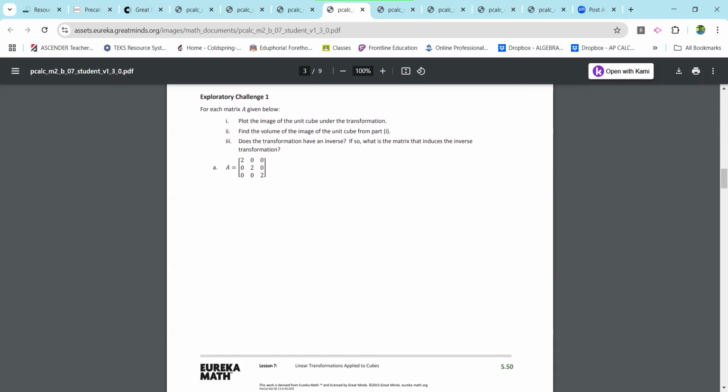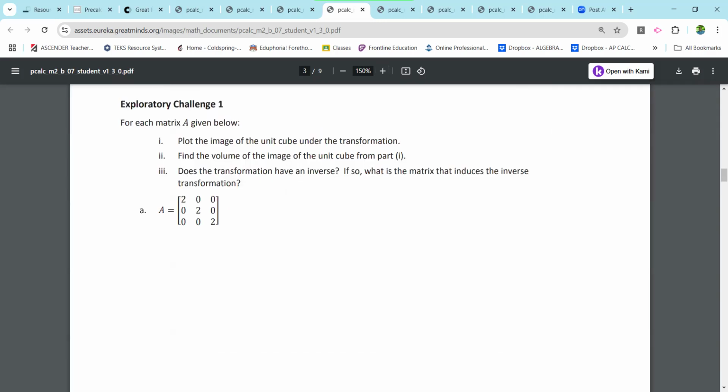Oh, man, where's my stuff? Oh, there's the Zoom. Okay. Oh, sorry about that. It is lesson 7. Yes. Number 5, lesson 7, exploratory challenge, number 1, A through C, page 55. Okay. Try to write all those notes when you're going back to study.